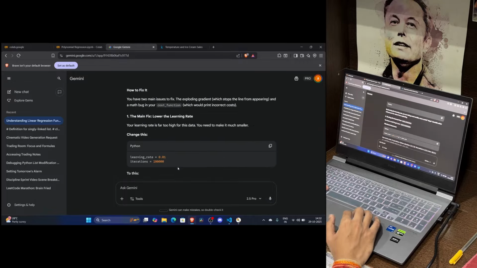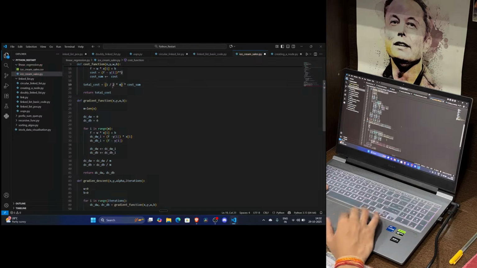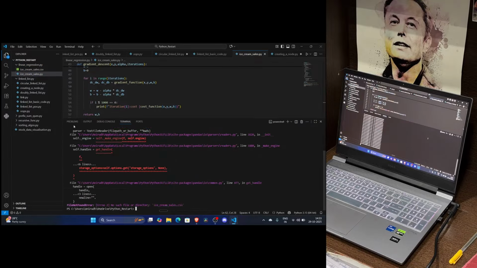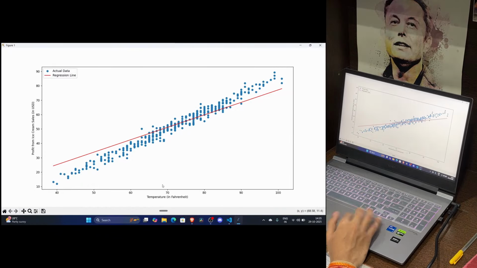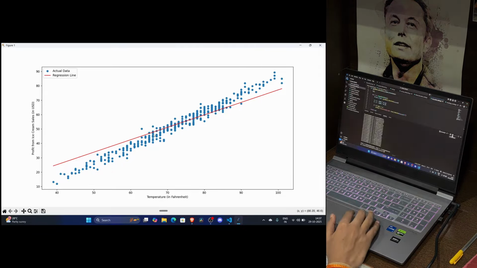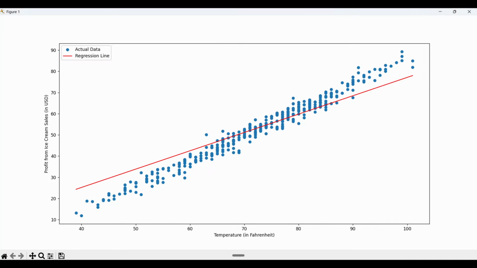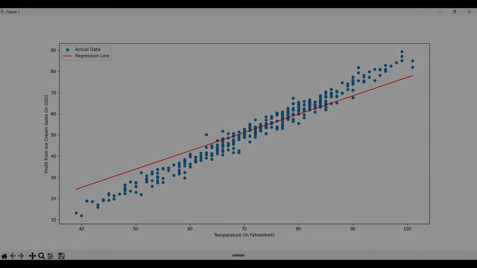As you can see, there's a clear positive correlation. As the temperature increases, the ice cream sales profit rises. My own quick analysis is that the sweet spot is between 65 degrees Fahrenheit and 85 degrees Fahrenheit. That's when the demand is at its highest. It's increasing overall, but that's the key zone.